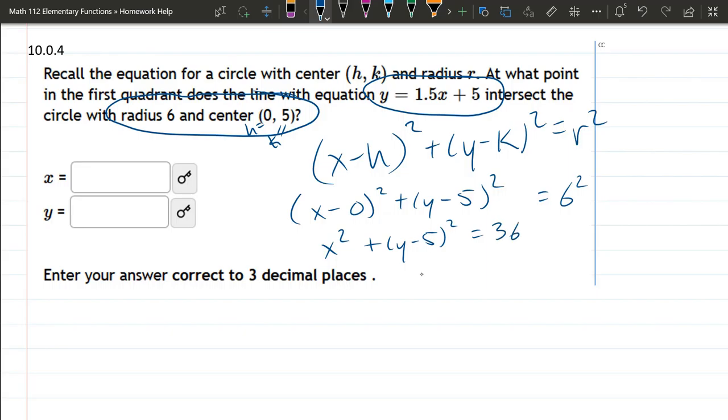Okay, so let's rewrite the equation of the line. I'll just write both equations right down here. So intersect x squared plus (y minus 5) squared equals 36, and y equals, so 1.5 is 3/2. You can definitely leave it as a decimal, but I'm going to turn it into a fraction.